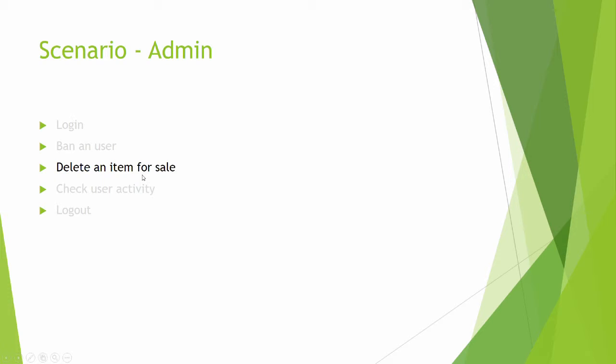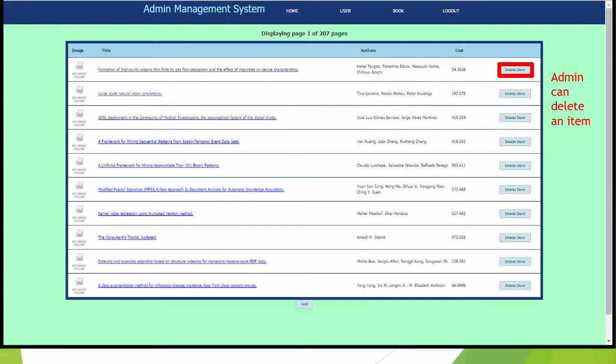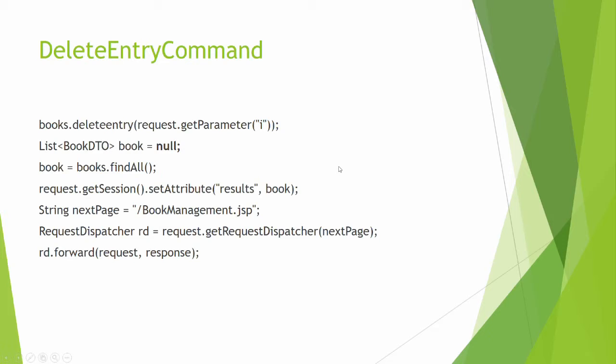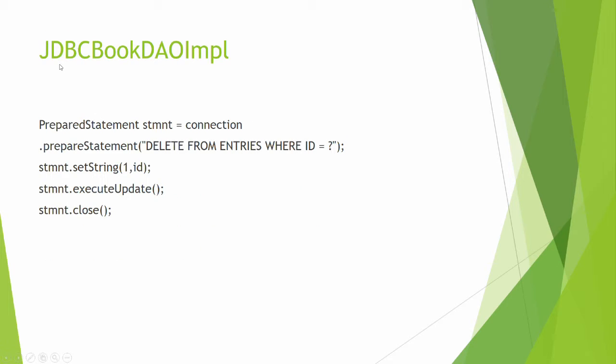And let's look at what happens when the admin wants to delete an item for sale. The admin can delete an item by clicking the delete item button on the list under the book, or the admin can go into the detail view and click delete item from here. A delete entry command will be triggered. And inside the JDBC book DAO implementation, an SQL statement of delete from entry where ID equals question mark will be executed.